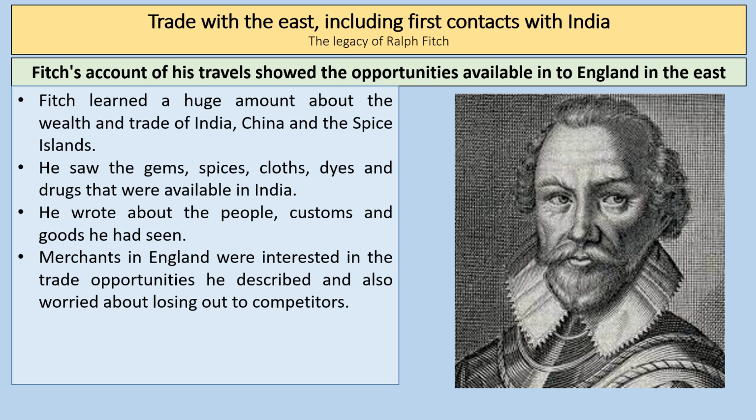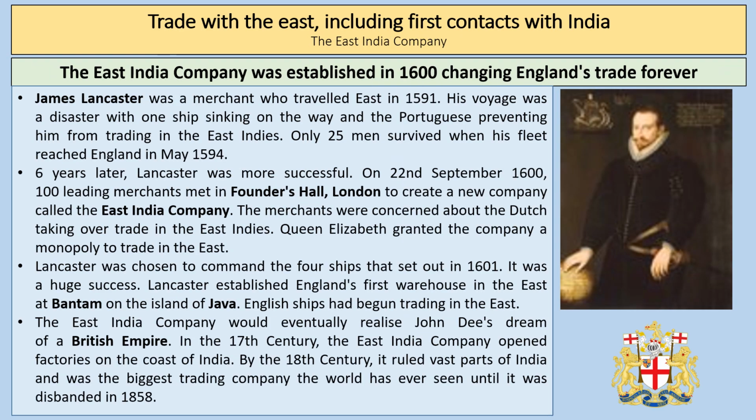So the impact of Fitch was that his account of his travels showed the opportunities that England had in the East. Fitch learned a huge amount about the wealth and trade of India, China and the Spice Islands. He saw the gems, spices, cloths, dyes and drugs that were available in India. He wrote about the people, customs and goods he had seen. Merchants in England were interested in the trade opportunities described, and also they were worried about losing out to competitors. So Fitch very much paved the way for the East India Company to be established in 1600, and this changed England's trade forever.